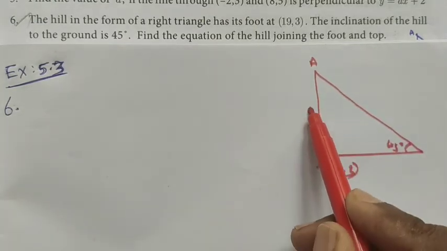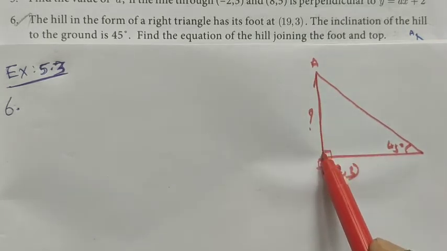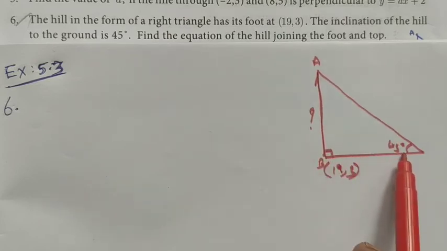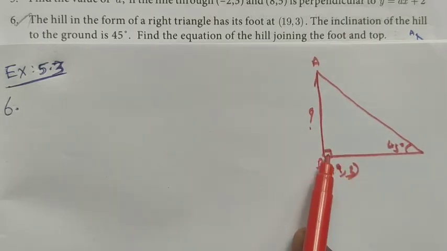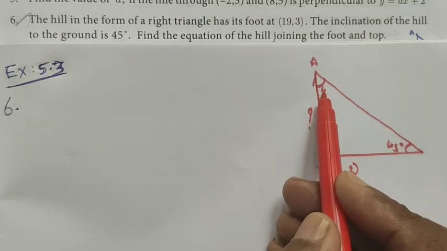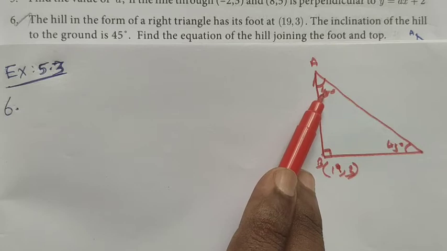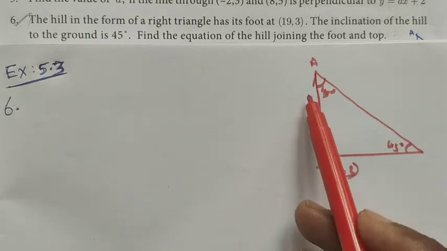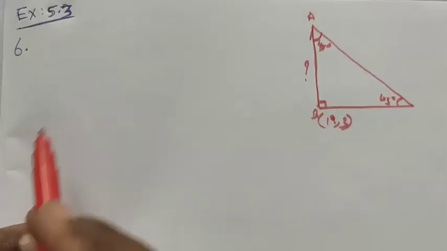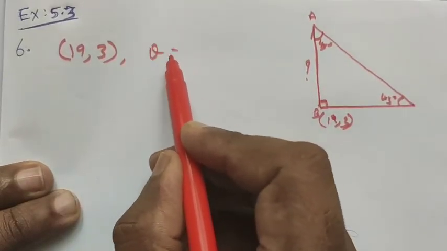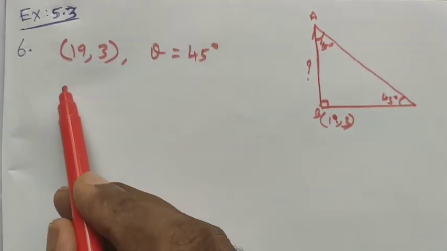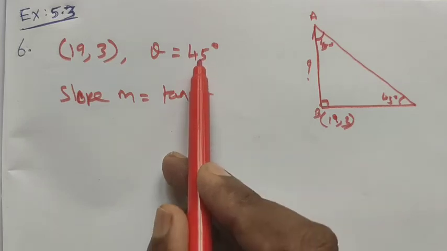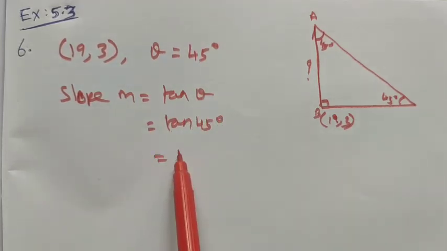See, we want to find the equation of this straight line. Now in the right angle triangle, one of the angles is 90, this angle is 45, and the sum of the angles of a triangle is 180, we know that. So 90, this is 45, then this also is 45 degrees. Now we can use the 45 degree angle to find the slope, and with one point given, we apply the slope point form. By using the formula slope m = tan theta, in the place of theta apply 45, then tan 45 is equal to 1.